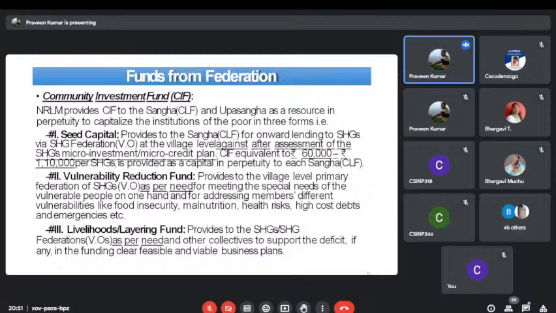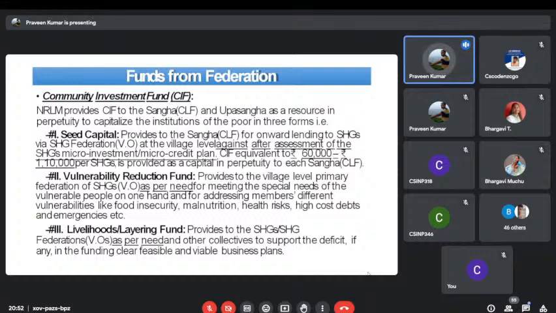Okay. Then you have the vulnerability reduction fund. Suppose any member's house has been broken or drowned in a flood. For that, the community decides. The higher level community, the village organization, decides that we should provide a certain amount to this member. So there is a special provision in which, for an extreme sad condition of a particular member, VRF can be provided. That is called vulnerability reduction.